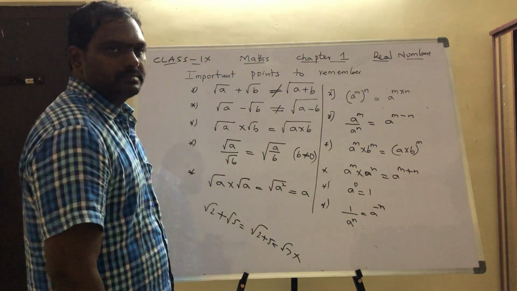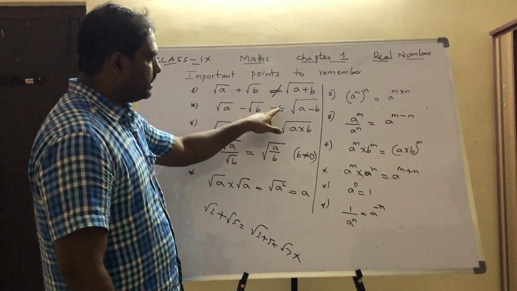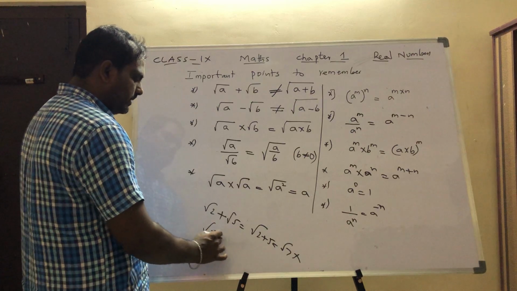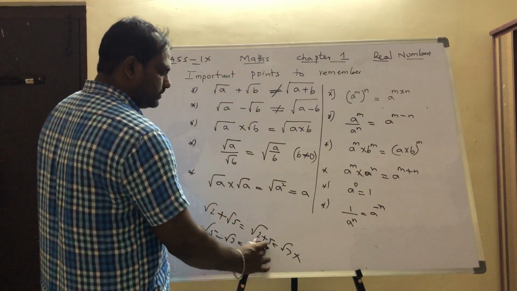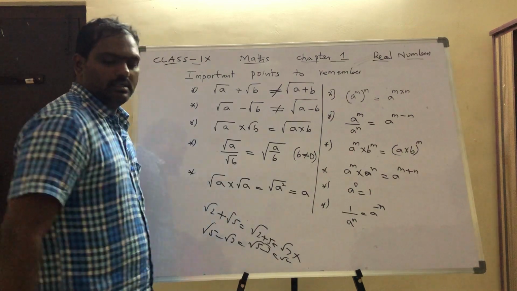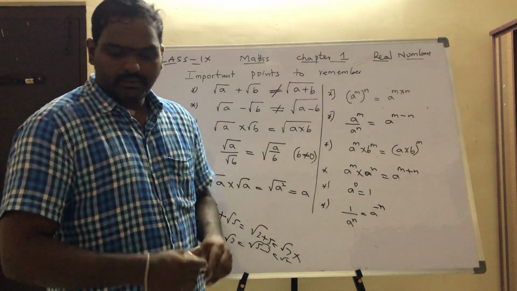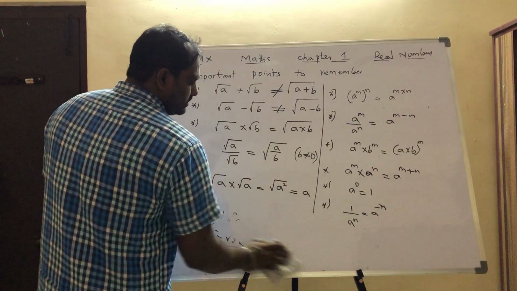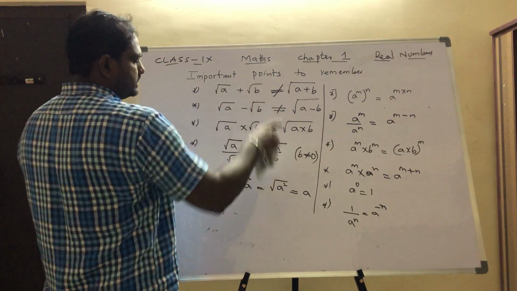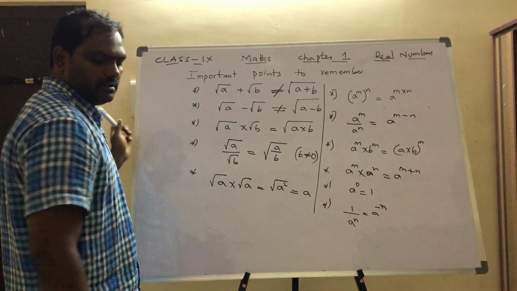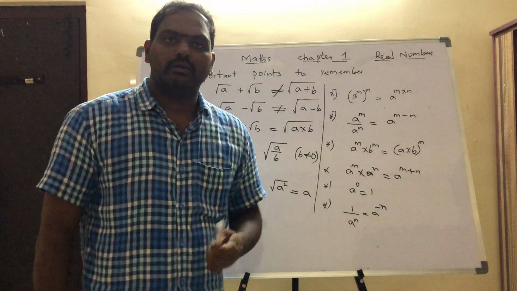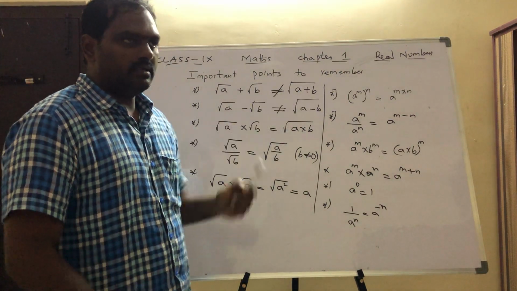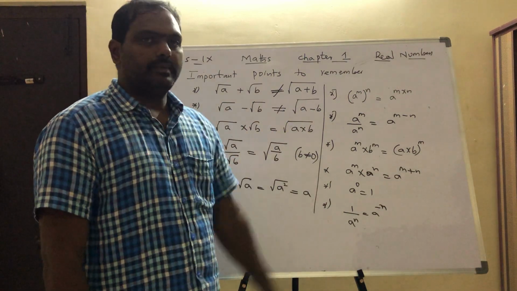Second one, root a minus root b also does not equal root a minus b. Same, what is the value of root 5 minus root 3? What the students will do is write root 5 minus 3 as root 2. That is also wrong. That means for addition and subtraction, we should not add or subtract the numbers given in the roots. Root a plus root b does not equal root a plus b. Root a minus root b does not equal root a minus b.